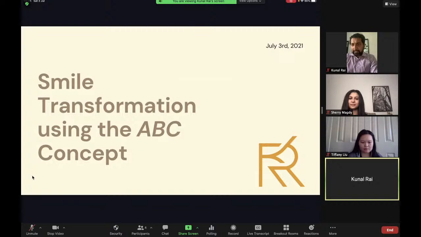I want to keep it as interactive and as informal as possible. So, the topic today I'm going to talk about is smile transformation using the ABC concept. If you don't know anything about the ABC and you want to just jot it down, fingers across, let's see what you think about it. I'll give you a few minutes for that.